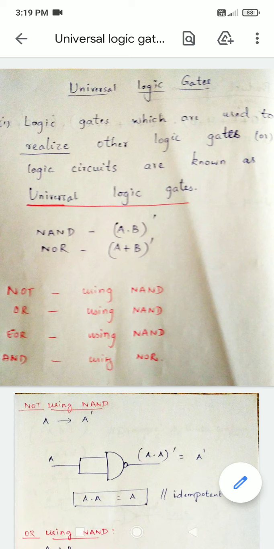Last session we discussed derived logic gates. How many logic gates had we seen under this category? 4 different gates: NOT, NAND, NOR, exclusive OR and exclusive NOR. This is what we had discussed in our last session.